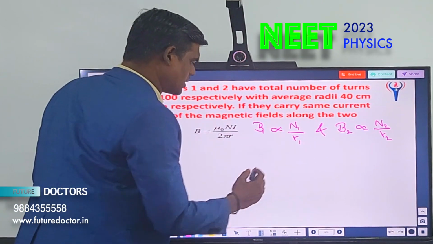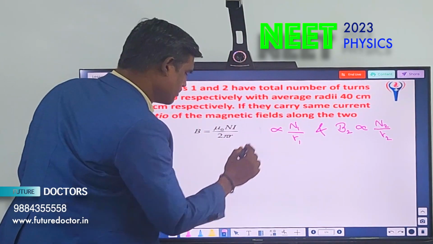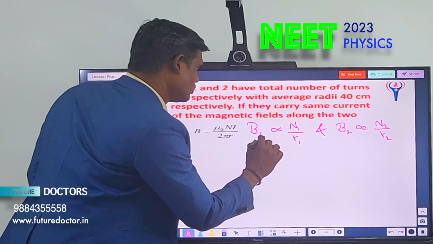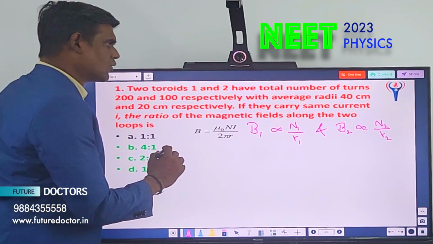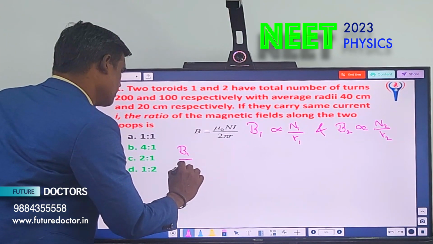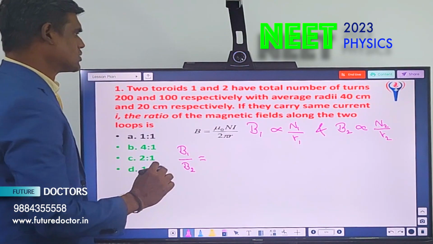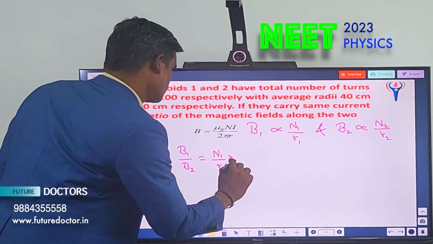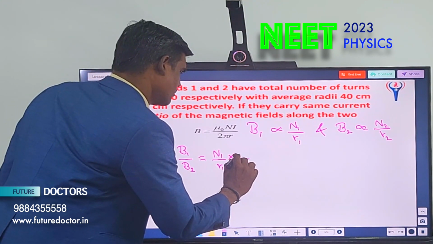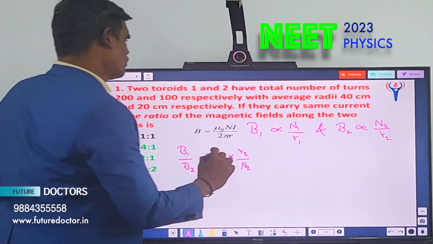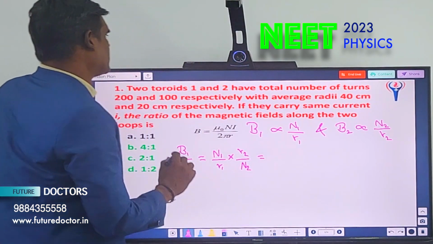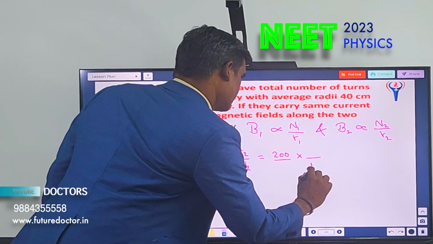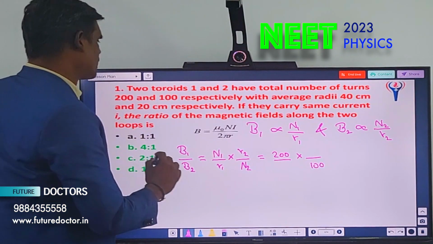So B1 is proportional to N1 by R1, and B2 is proportional to N2 by R2. Then you want to find B1 by B2. B1 by B2 equal to N1 by R1 into R2 by N2. N1 is given as 200 and N2 is 100, and R1 and R2 are 40 and 20.